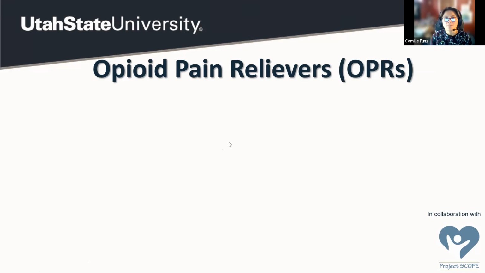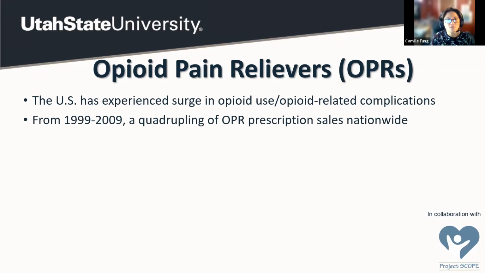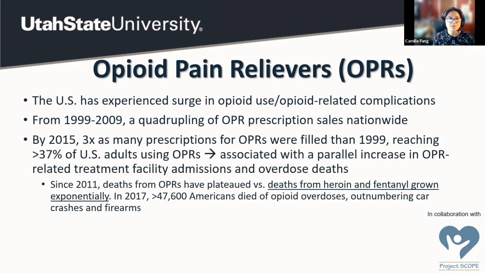Okay, so this issue of neonatal opioid withdrawal syndrome revolves around opioid pain relievers, which are shortened as OPRs in this presentation. The US has definitely experienced a surge in opioid use and opioid-related complications. From 1999 to 2009, there was a quadrupling of OPR prescription sales nationwide. By 2015, there were 3 times as many prescriptions for OPRs filled than back in 1999, reaching about 1/3 of US adults using opioid pain relievers. This has been associated with a parallel increase in OPR-related treatment facility admissions as well as overdose deaths.